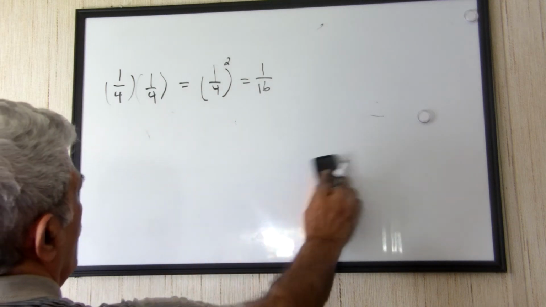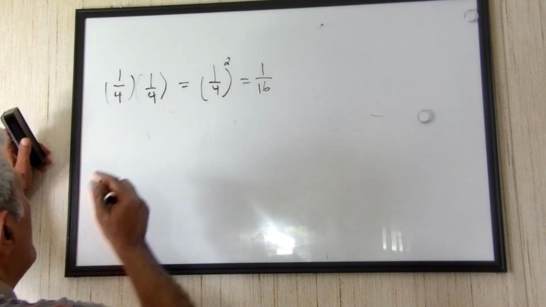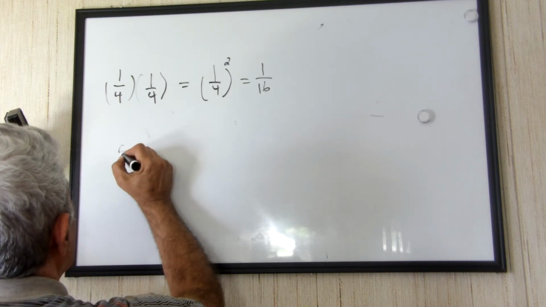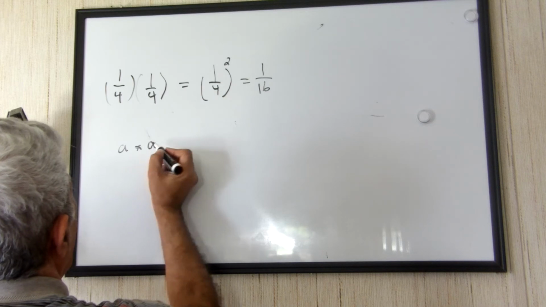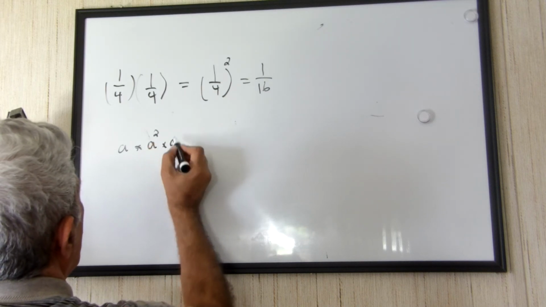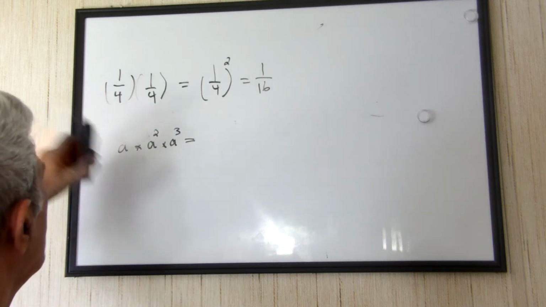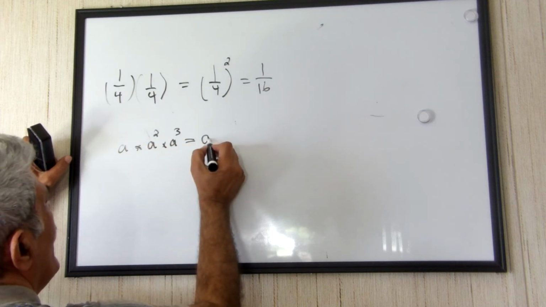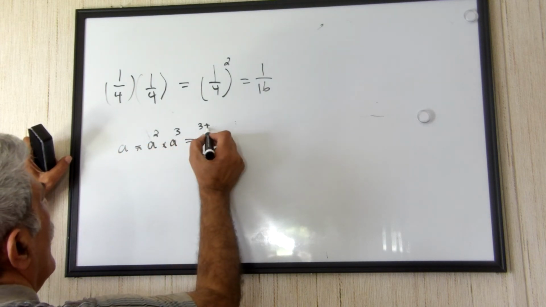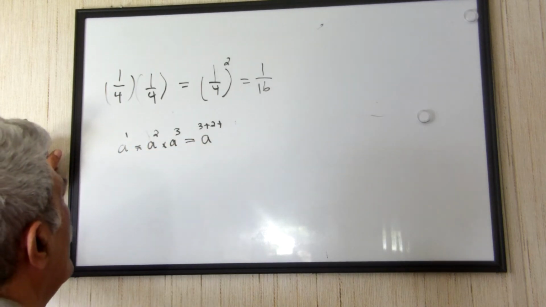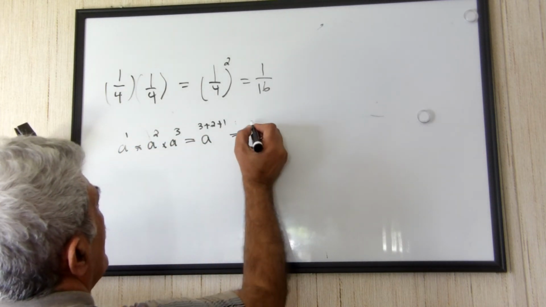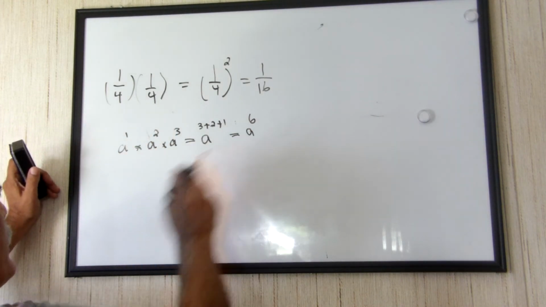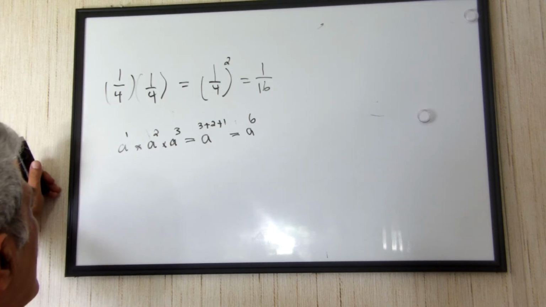So I give you a times a to the power of 2 times a to the power of 3. What's the result? See what you do: you add these exponents together. The exponent will add together: 1 plus 2 plus 3. So it's actually a to the power of 6. You add these exponents together, right?